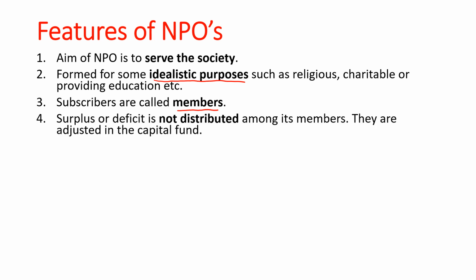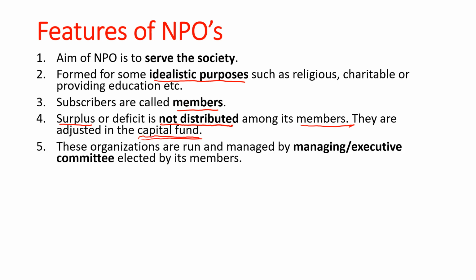The surplus of such organizations will not be distributed to the members. For example, in case of partnership firms, usually the profit of the firm will be distributed to the partners. But if there is any surplus earned from non-profit organizations, then that surplus will not be distributed to the members. Such profits will be transferred or adjusted with the capital fund.